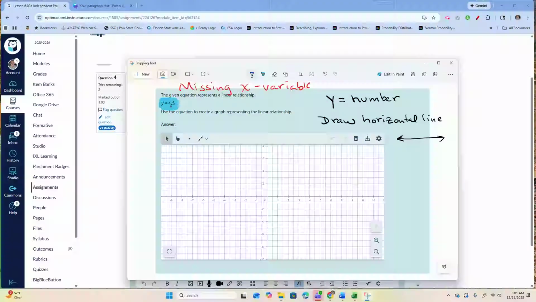We're going to find y equals 4.5. So when it says y equals 4.5, you're going to look on the y-axis. Remember, this is the y-axis right here. We're going to find 4.5. So this is 1, 2, 3, 4. This here is 5. 4.5 will be around here, right there.